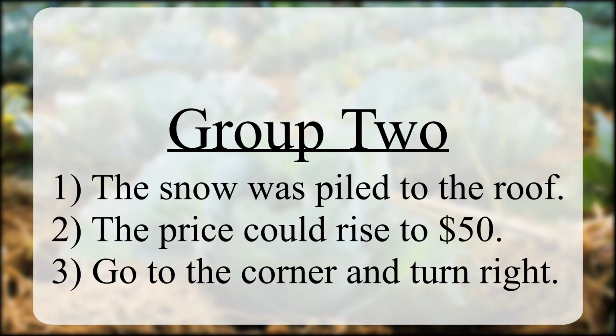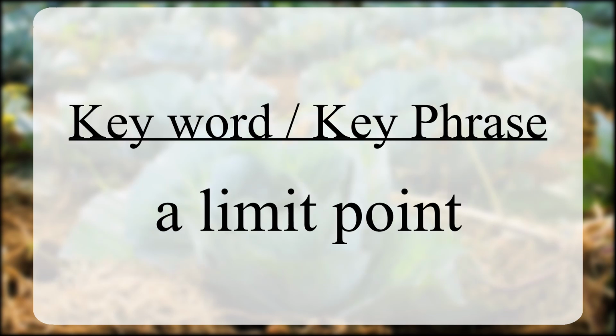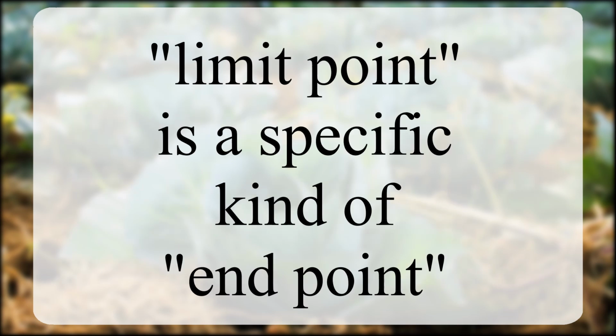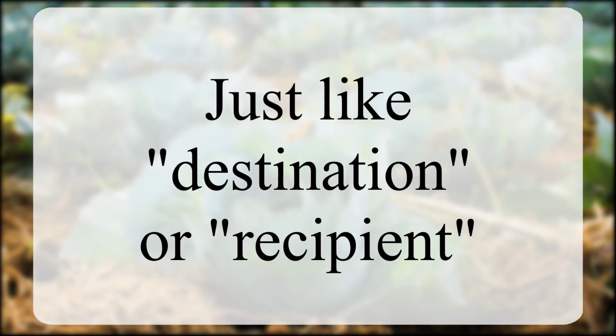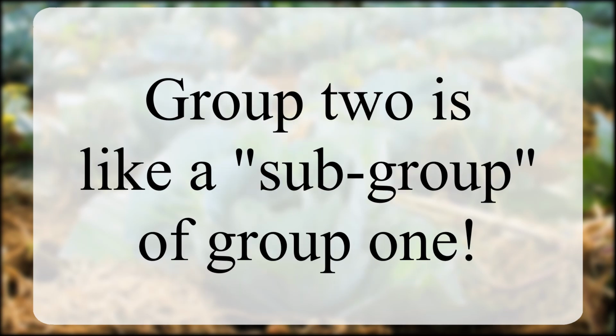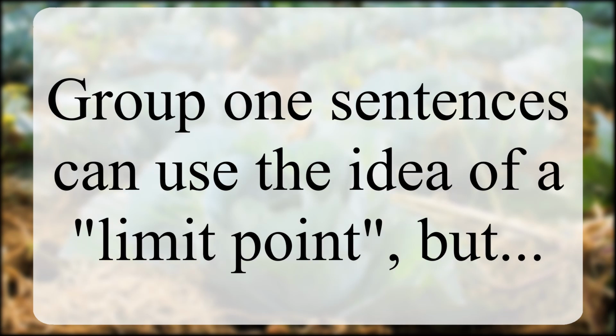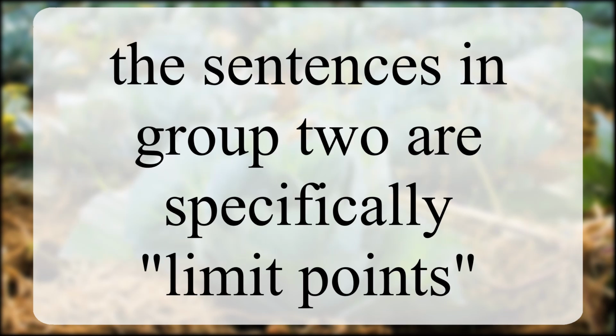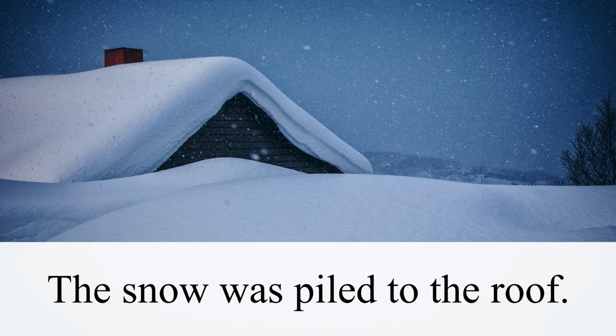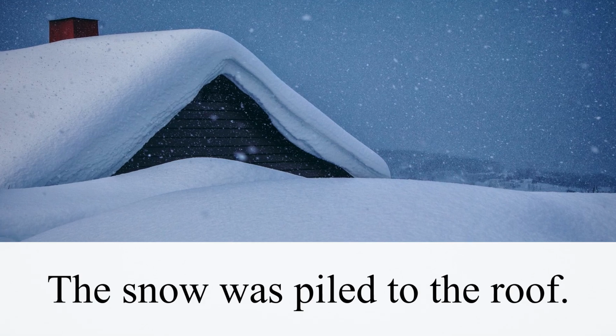Next group. The key word or phrase in this group is a limit point. Limit point is a more specific word for endpoint, like a destination or a recipient. This group is like a subgroup of group 1. You can often apply the idea of a limit point to the sentences in group 1, but these sentences are specifically a limit point. For example, "the snow was piled to the roof."